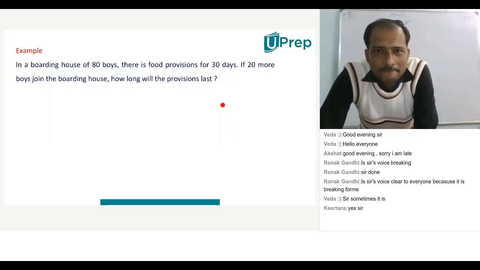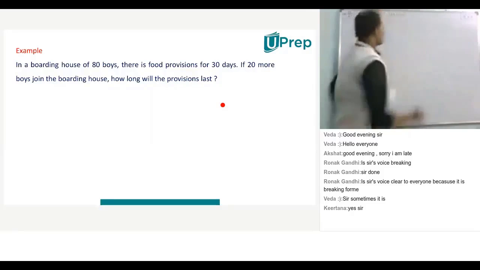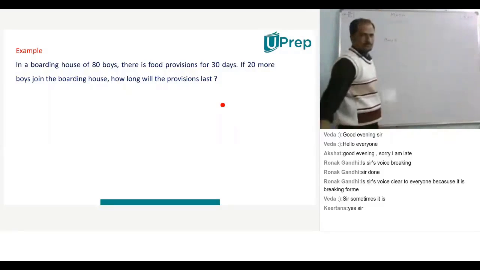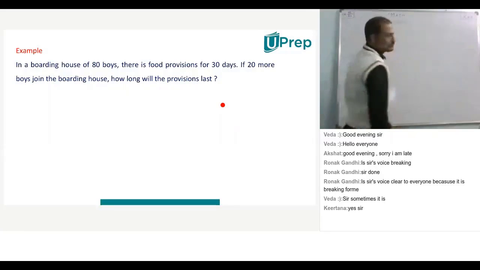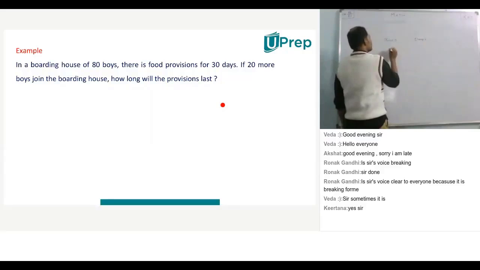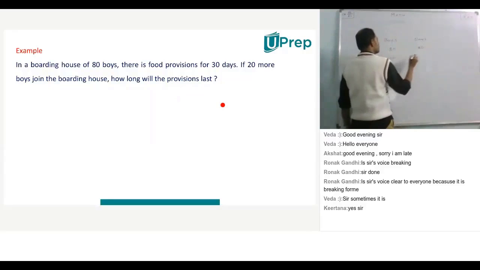Naisha. Yeah. Sir, is it okay if we use the unitary method or rule of three here? Yeah, you can use any method. The point is getting the answer. Can I have a go? Yeah. We know that there are 80 boys and there are provisions for 30 days. But now, if 20 more join, it becomes 100 boys.